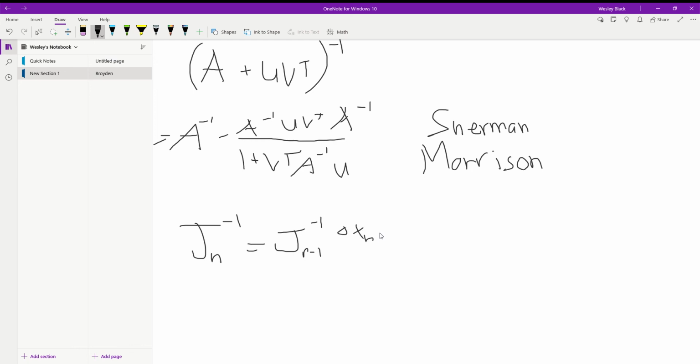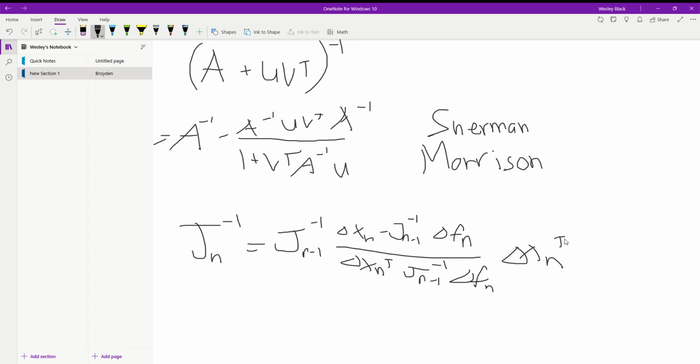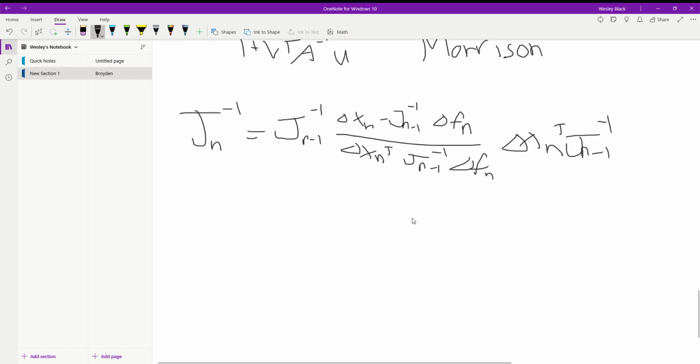Changing xn minus Jn minus 1 inverse delta f of n over delta x and transpose, that boy again. More of the same. We really love these transposes. And just another one of these for good measure. Alright, that's messy. I don't like looking at that.